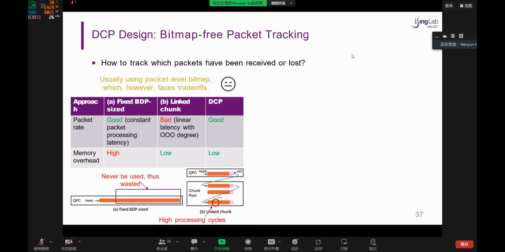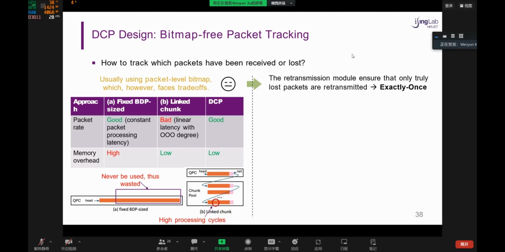Another common approach is the linked chunk method. Each QP is pre-allocated with only one chunk and is linked with additional chunks as needed. This approach improves memory utilization. However, as the out-of-order degree increases, access latency also grows. This is because accessing a bit in the inner chunk requires n steps.